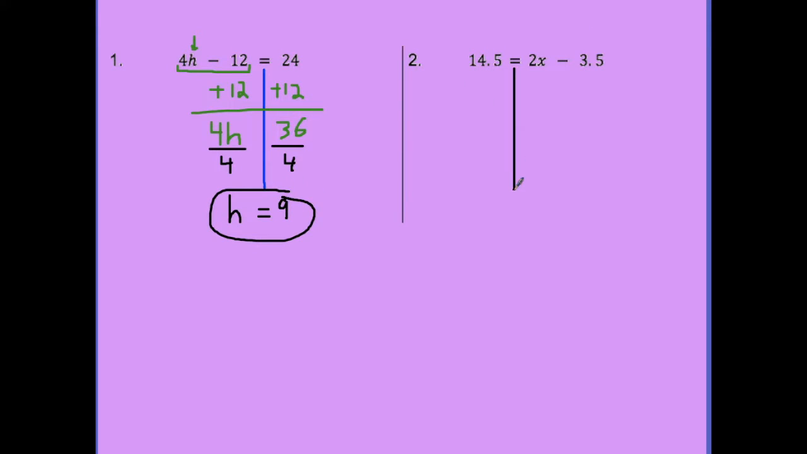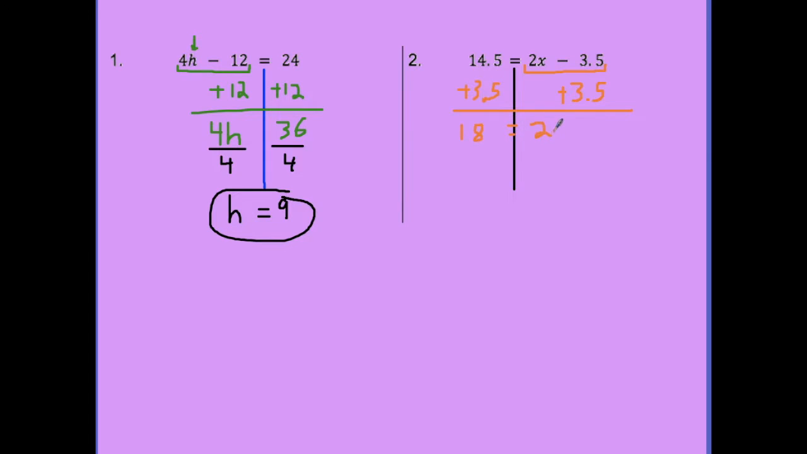Showing my work on number 2. The thing that's different here is, the variable's on the other side, but we still pay attention to where the variable is. This one has some decimals. We still do the opposite. The opposite of minus 3.5 is plus 3.5. So when we do that, I get 18.